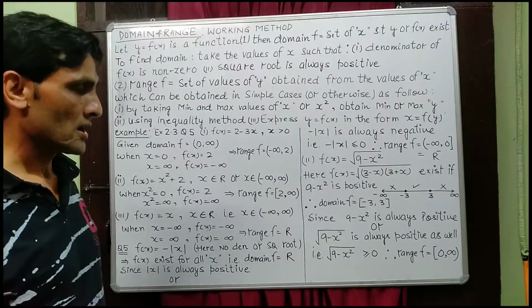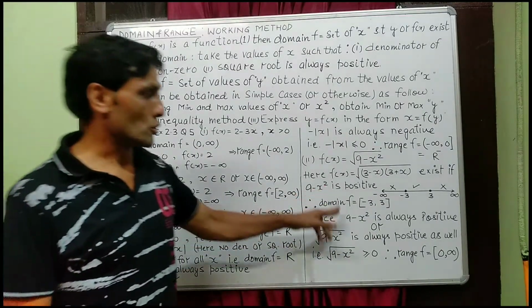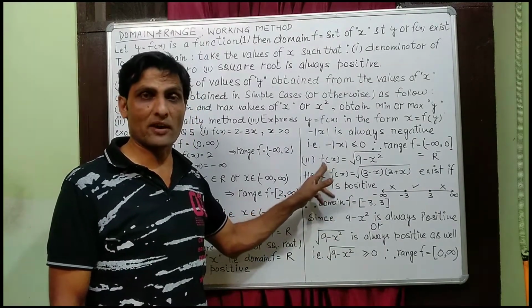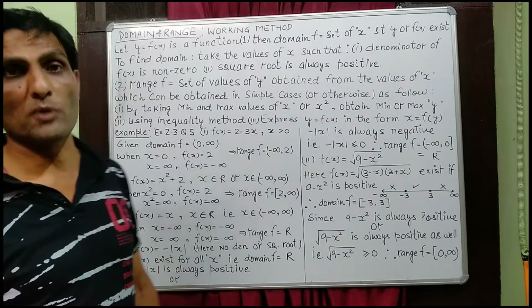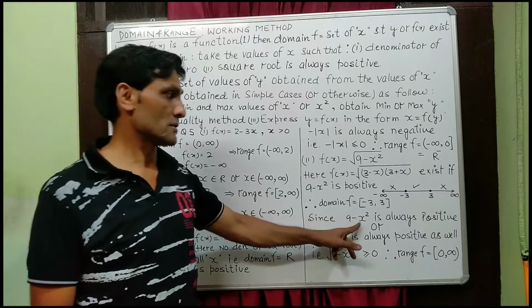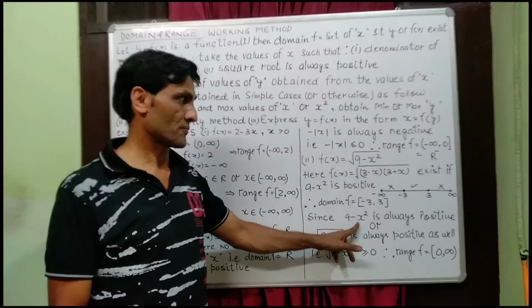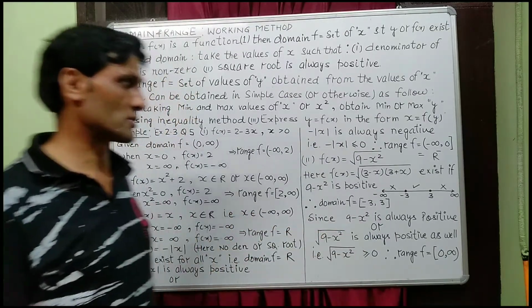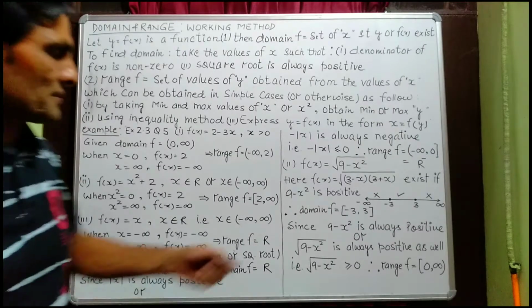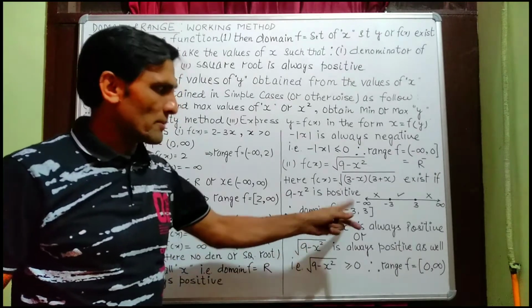Okay. Now how to find the range? You know very well that since the value of the function exists whenever 9 minus x square is positive, you can say 9 minus x square is always positive. Yes, next. So the domain is minus 3 to 3.